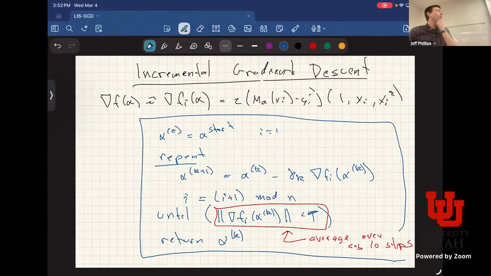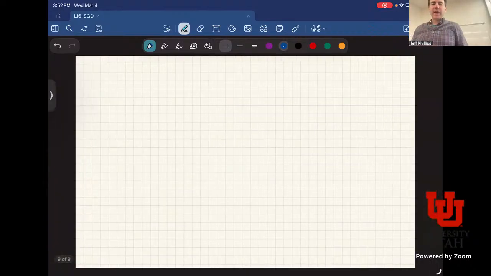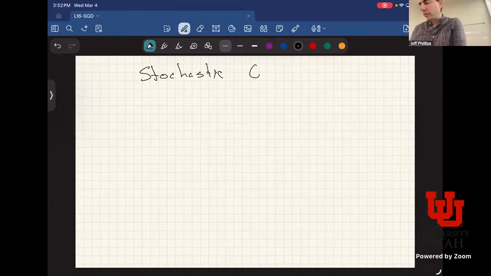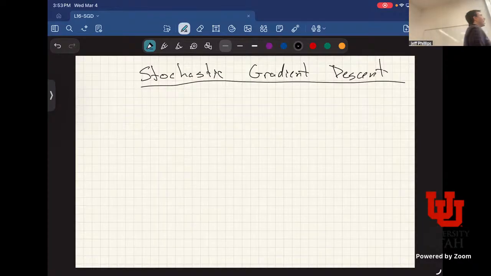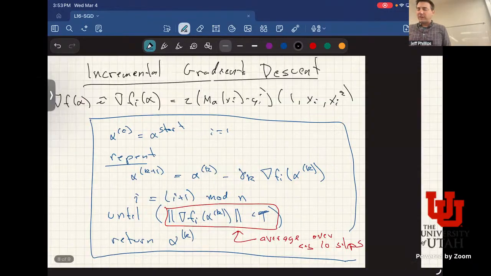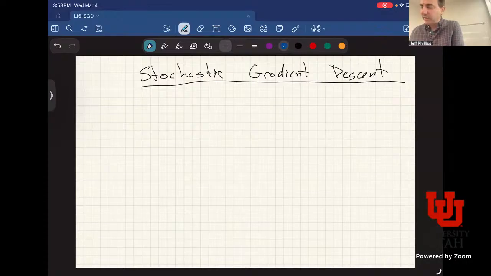Okay, what the title of this lecture is called is stochastic gradient descent. This is what everyone claims to use. They usually don't call it incremental gradient descent. They use stochastic gradient descent instead. This is basically the same thing, except stochastic means random. So you can kind of guess that I start out the same way.